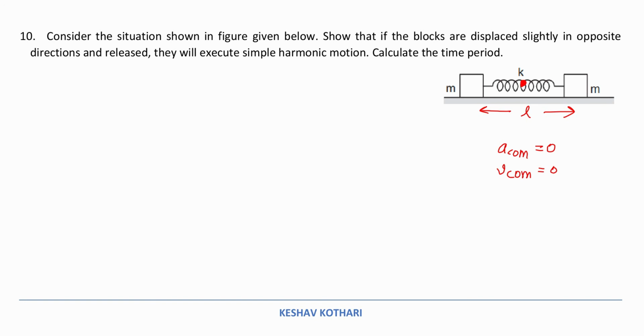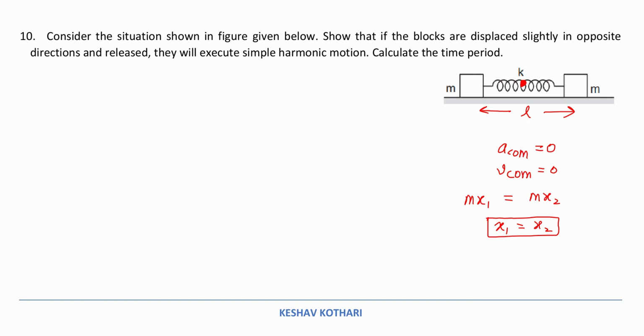And the system will execute SHM, that is, the blocks will again try to come back to that same position, back and forth, on being displaced. That is, over here I can say that m x1 is going to be equal to m x2 in the other direction. That is, x1 is also going to be equal to x2. So if I displace one block in one direction, then the other block will displace in the other direction, so as to make sure that x1 is equal to x2, in order to make sure that the displacement of center of mass, the acceleration of center of mass, and the velocity of center of mass is equal to 0.